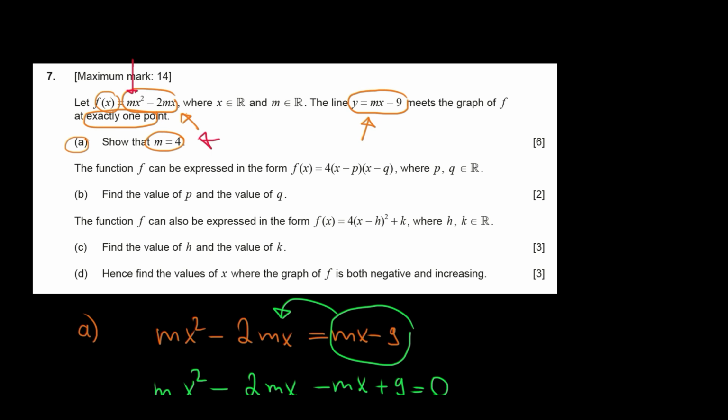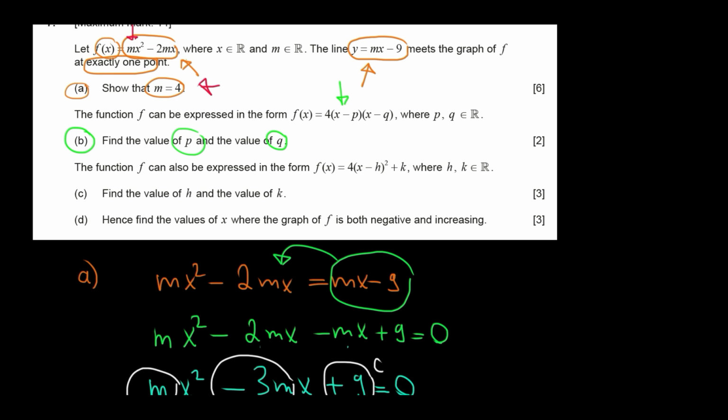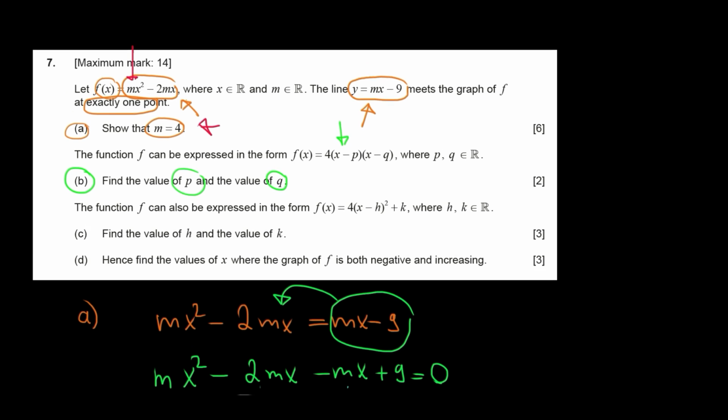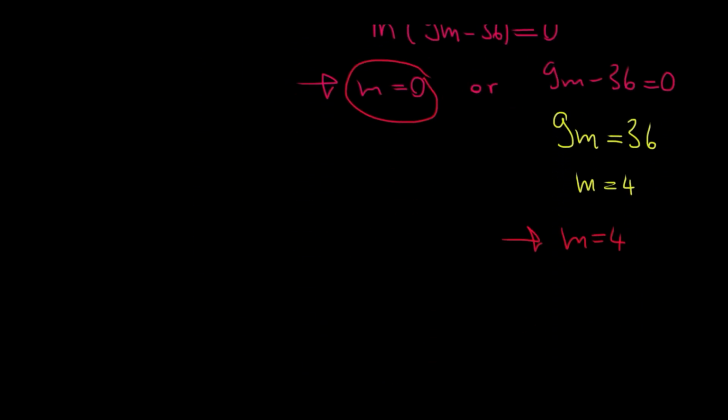For question B, we have the following. The function f can be expressed in the following form: 4 times x minus p, x minus q. Find the value of p and q. Okay, well, we can do the following. For f of x, we can put the substitution for m as 4, and we will have the following function.